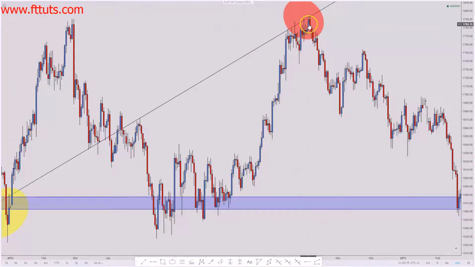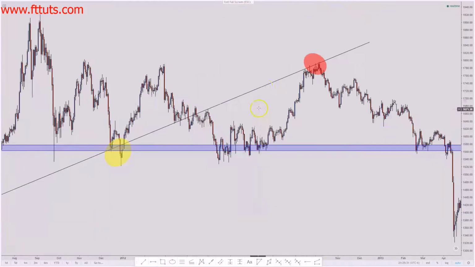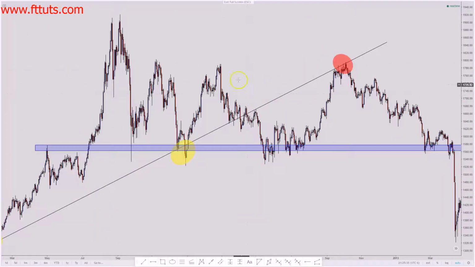We actually got that retest, that beautiful entry right there. A proper entry would be when you see a nice rejection candle off the trend line, like right there, off that reversal pattern. Stop loss above the high.